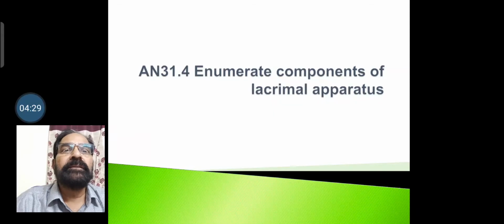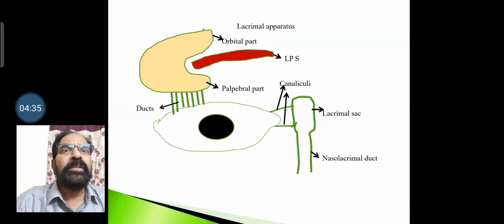Then we go to enumerate the lacrimal apparatus. In the picture you can see, in the anterolateral aspect of the orbit, the location of the lacrimal gland. You can see that it has two parts, the big part or the orbital part, then the palpebral part which is in the upper eyelid, and both are separated by the levator palpebrae superioris. You can see the ducts coming from the palpebral part enter into the superior conjunctiva of the eye.